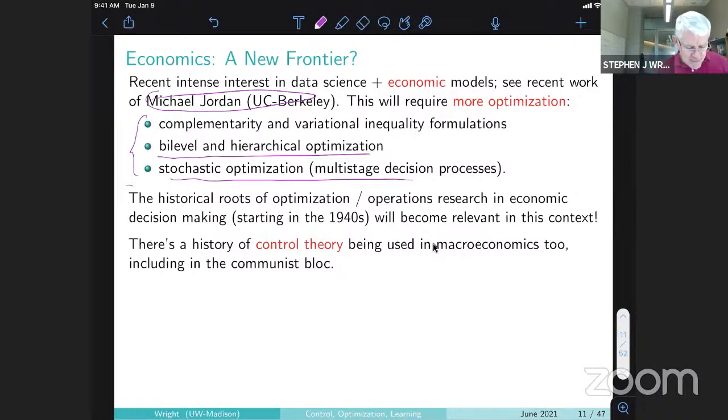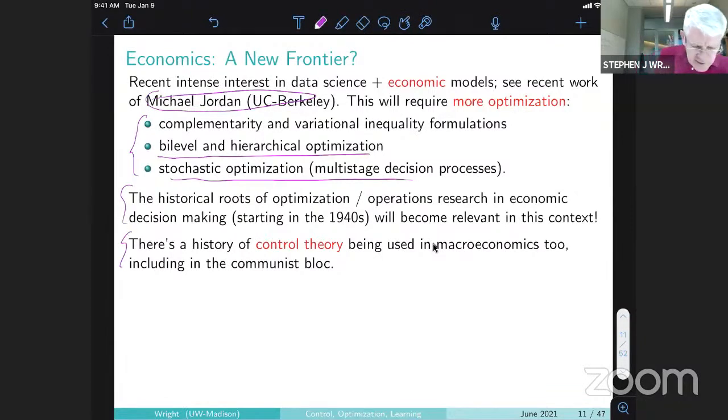And the reason is that the historical roots of optimization, going back to George Dantzig in the 1940s, are very deeply rooted in operations research and economic decision-making. That's where optimization came from. And so that experience, I think, is going to be very useful if data science goes off in this direction. And not just optimization, but also control theory.